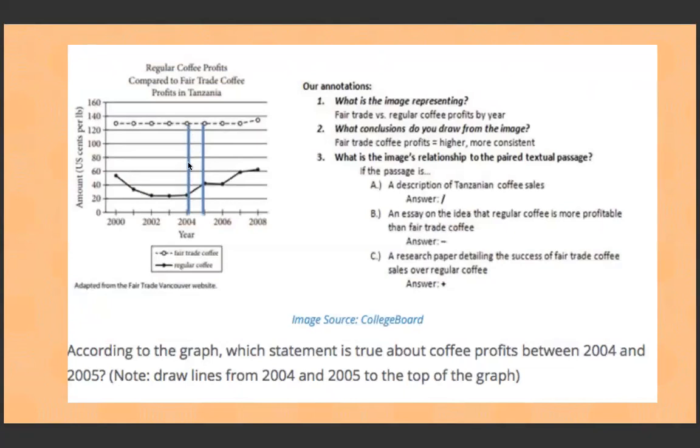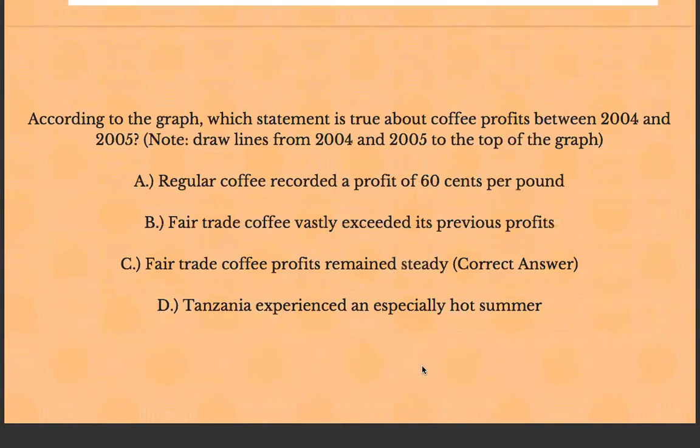So there's 2004, and then here's 2005. And you can see here that regular coffee had a jump, and fair trade coffee remained pretty much the same, at the same level there. So according to the graph, which statement is true about coffee profits between 2004 and 2005?